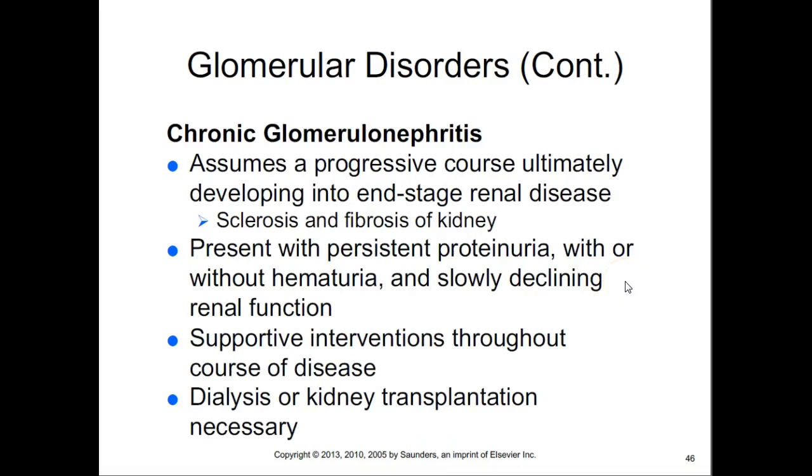All right, so chronic glomerulonephritis, right? So basically it is progressing from acute glomerulonephritis and developing into end-stage renal disease, right? So there's a lot of sclerosis and fibrosis of the kidney. It is usually seen with proteinuria and with or without hematuria and a renal function that is slowly declining, right? So supportive interventions, dialysis is going to be necessary at the end of this, or kidney transplantation if available and necessary. I mean, it is necessary, but if available.